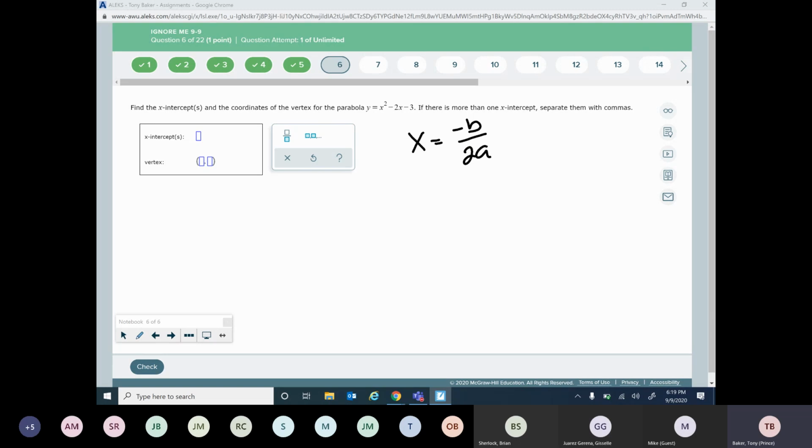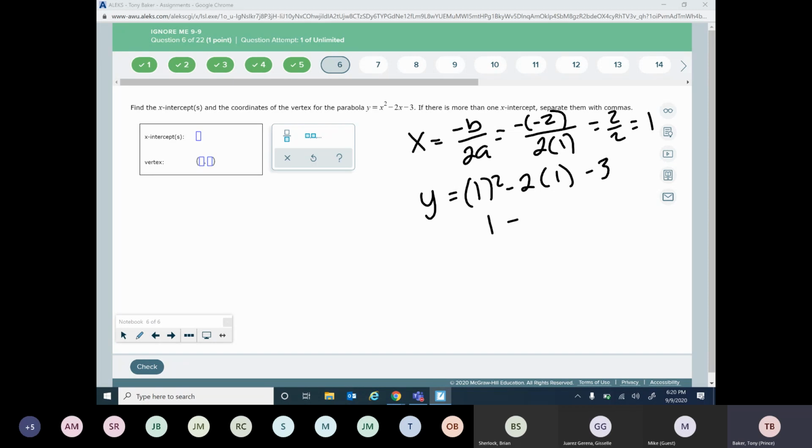Sometimes in the examples, I'll show you how to turn it into vertex form. I think it's faster just to actually do it this way. So I've got negative negative 2 over 2 times 1. So 2 over 2. So x equals 1 for my vertex, and then I plug that back into the problem to find the other value. So 1 squared minus 2 times 1 minus 3. So 1 minus 2 minus 3 is negative 4. So my vertex is (1, -4), and that's my vertex.